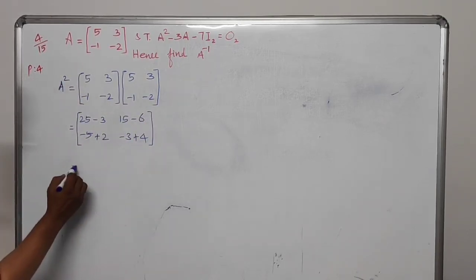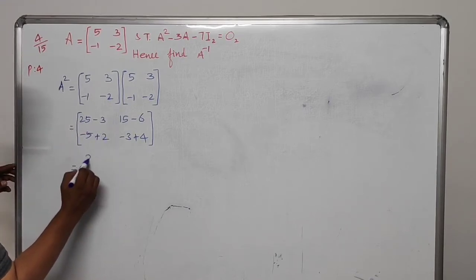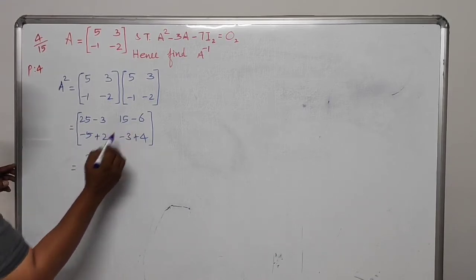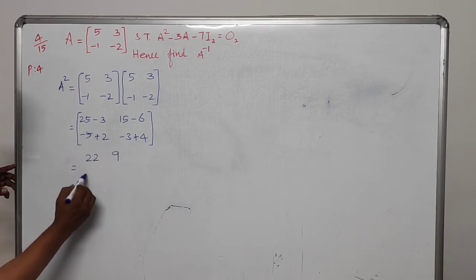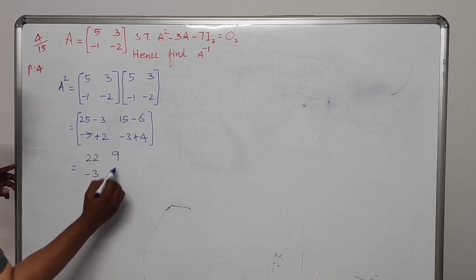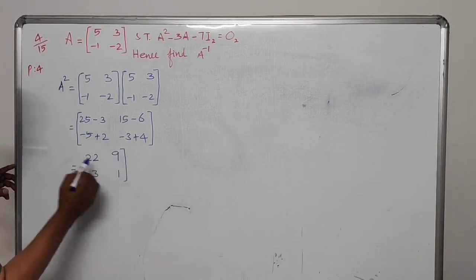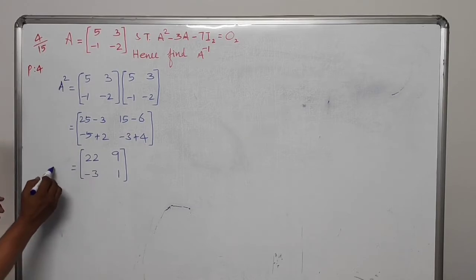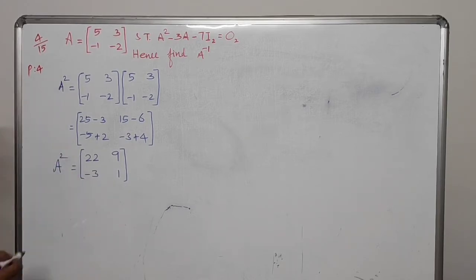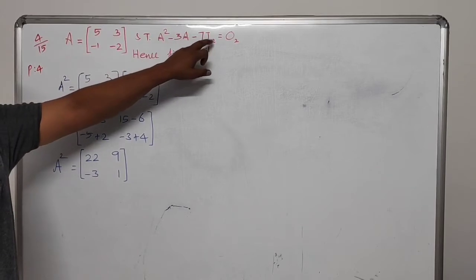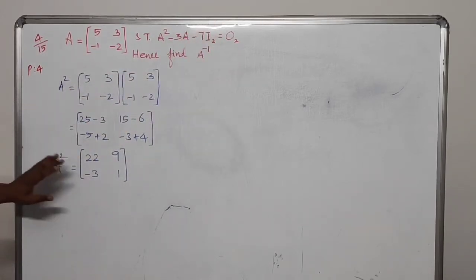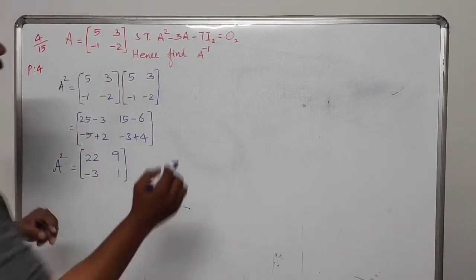Now, which is equal to 25 minus 3 is equal to 22. Then 15 minus 6 is equal to 9. Minus 5 plus 2 equal to minus 3. Then this is 1. Now this is A square. Now after finding A square, we have to show that A square minus 3A minus 7I2 equal to O2.